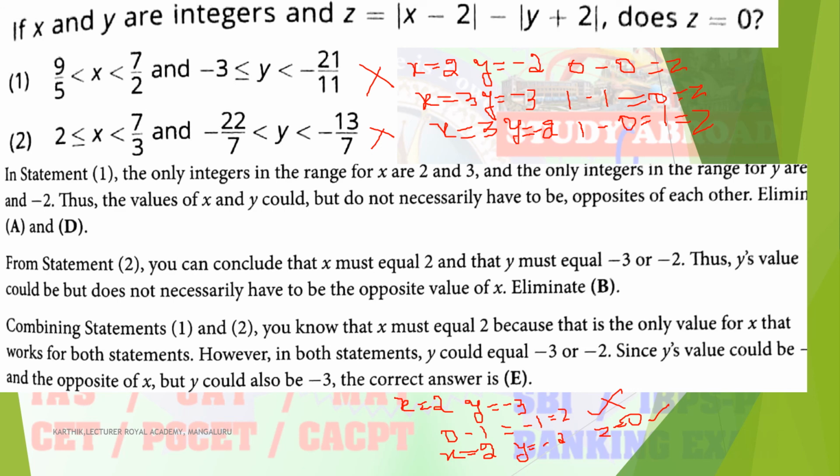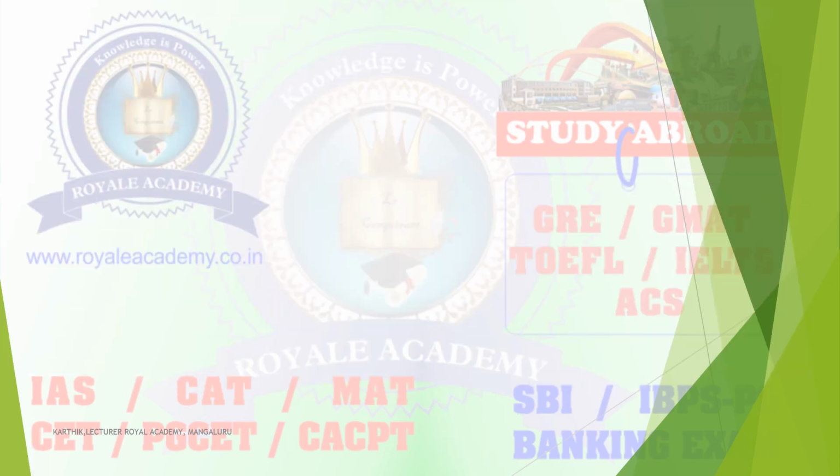And clubbing together, while clubbing together also, the x value you can find out. The x value is equal to 2 from clubbing together, but for the y value you can observe two different values. That is similar to that of option B. So which option is correct? Option E is correct. So both statements are not sufficient to answer the question. Option E is the correct answer.